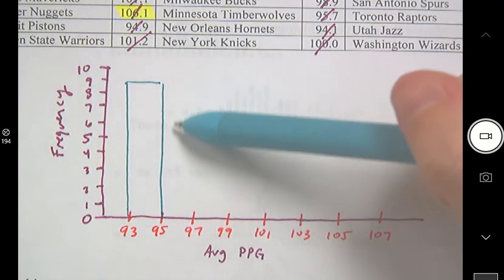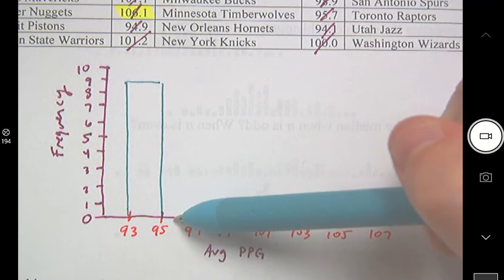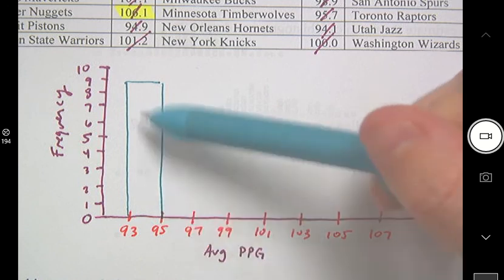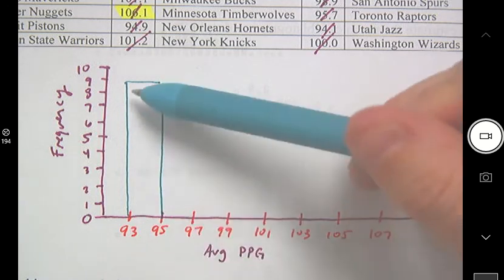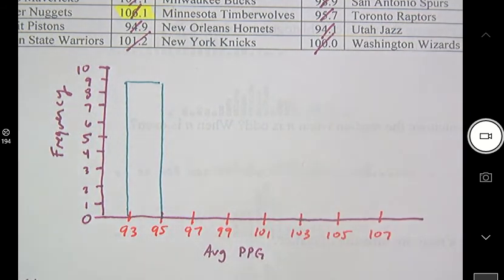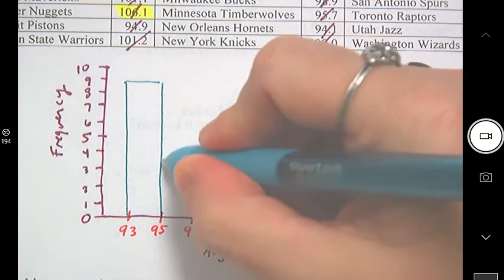And if you were looking at a histogram in a multiple choice question, you would have to know that 95 does not belong in this bar, even though this bar is touching the 95. 95 would go in the category to the right. That's going to go all the way up to 5.